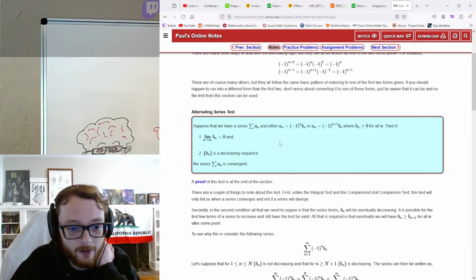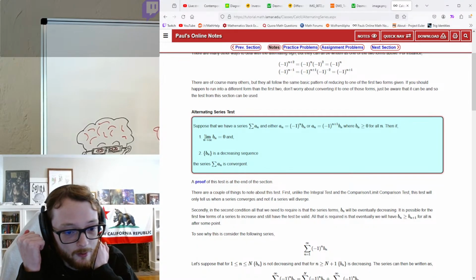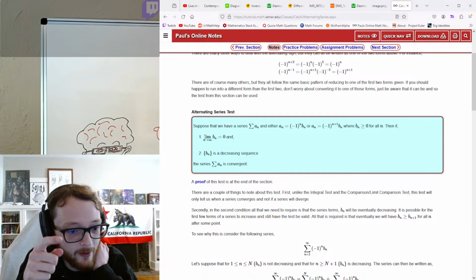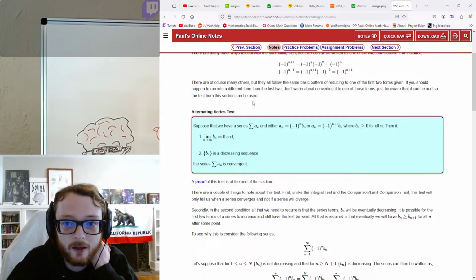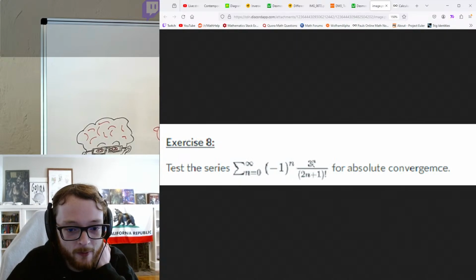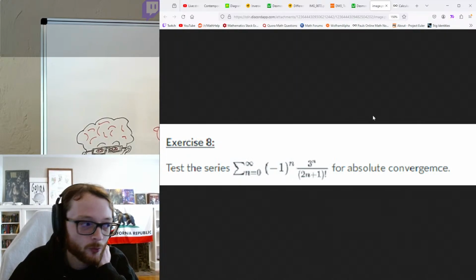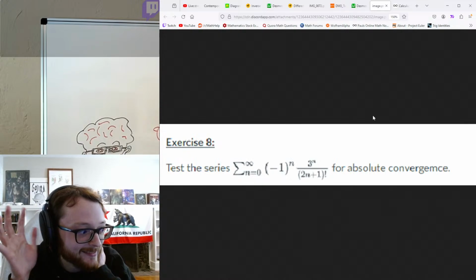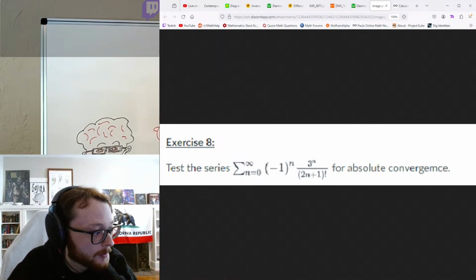So the issue with the alternating series test here is you have to take the limit. This is an alternating series, but you have to take the limit as b sub n, or as the sequence goes to infinity. And taking the limit of 3 to the n over (2n+1) factorial, it's kind of tricky. I don't know how I would do it, because you get infinity over infinity, and applying L'Hopital's to this would be very messy. Or it'd be outside the scope of your normal calculus class.